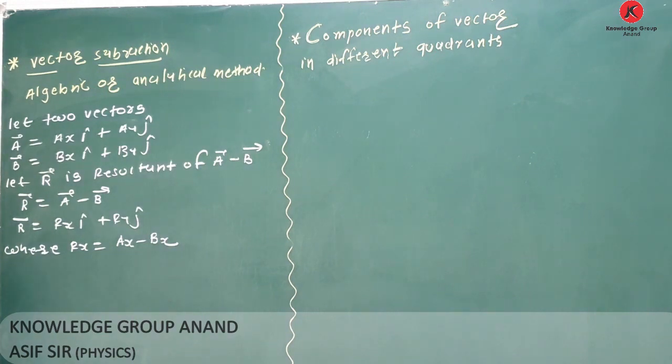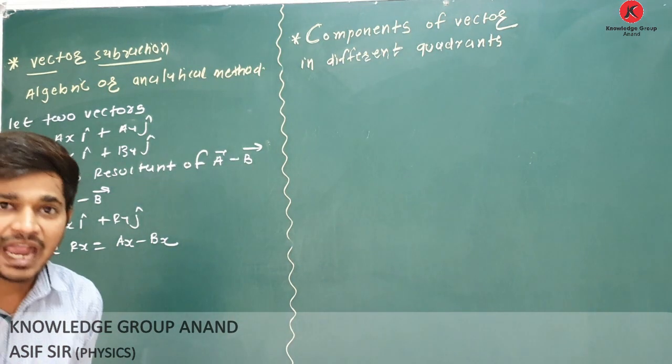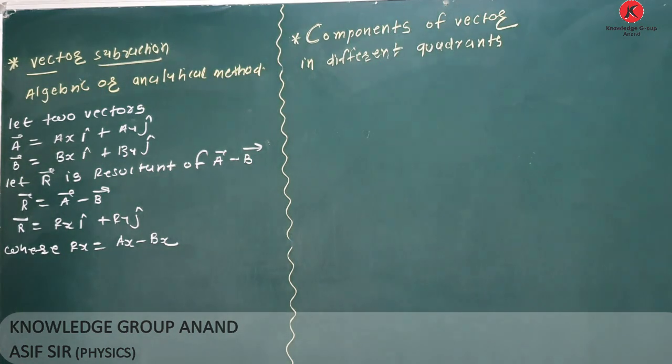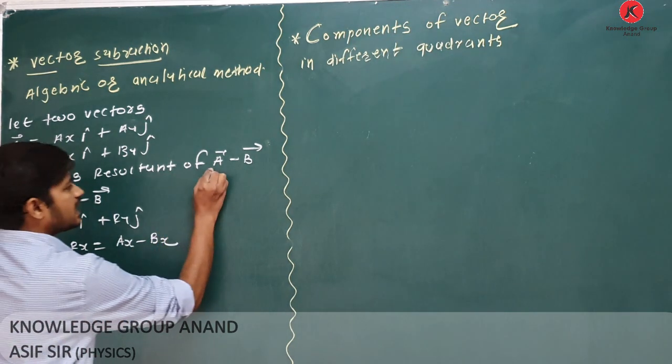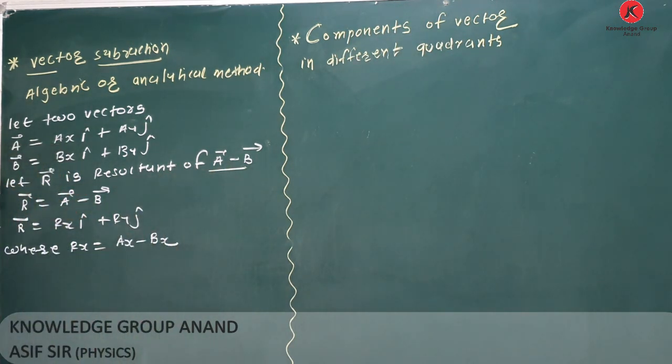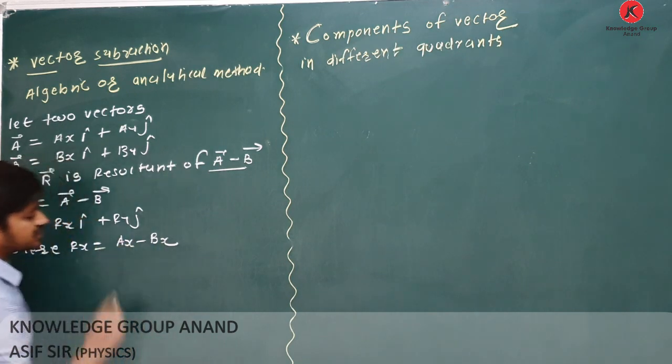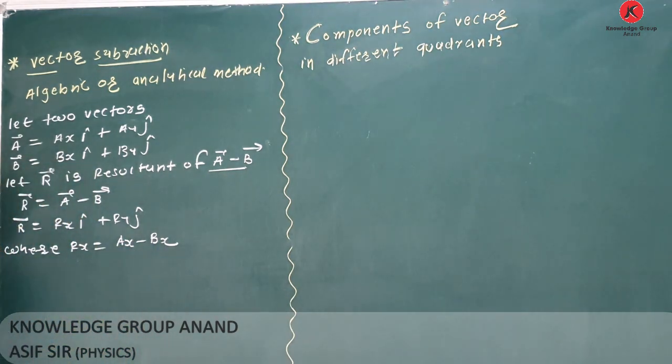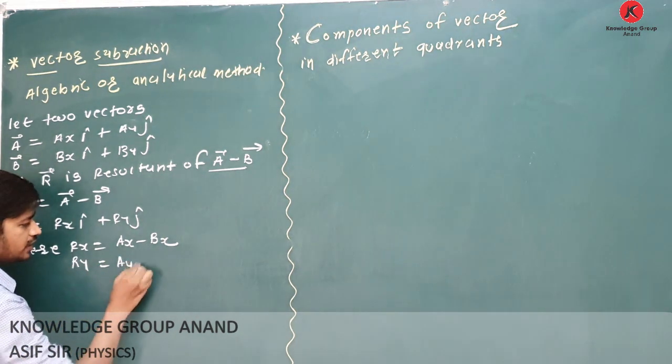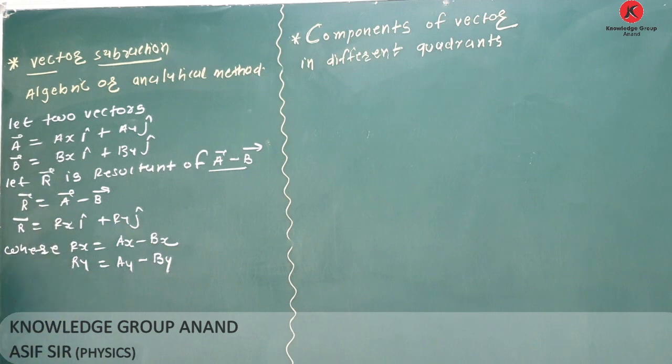We have proved this for addition. A similar method you can adopt to find subtraction. Rx is equal to Ax minus Bx, because we have to find A minus B. Clear about this? Similarly, what is Ry? Ry is equal to Ay minus By. Clear?